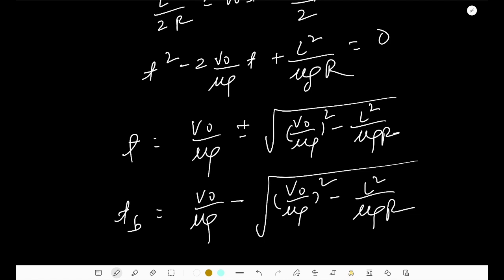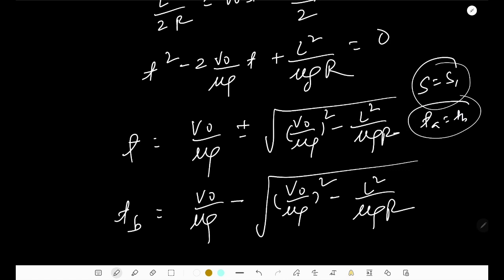And to check the answer, if s is going to be equal to s1, then ta should be equal to tb. You can perform the checking, and the problem is solved.